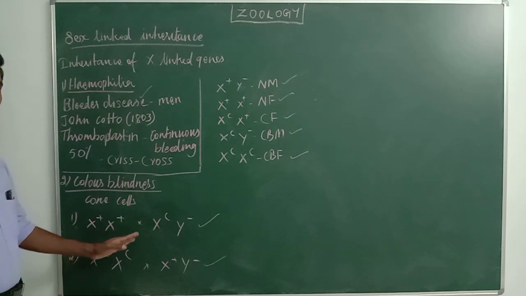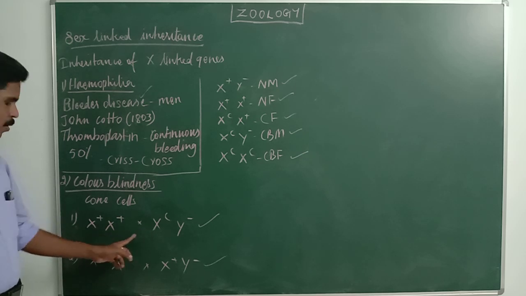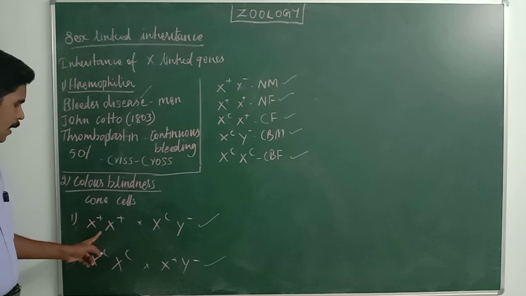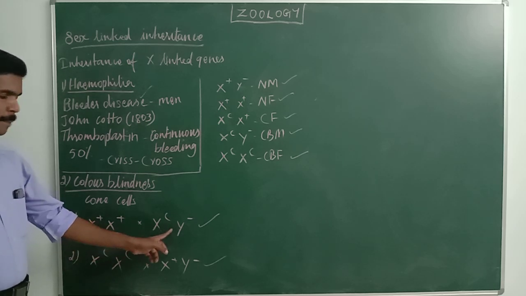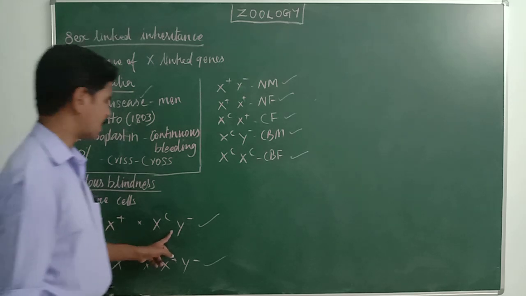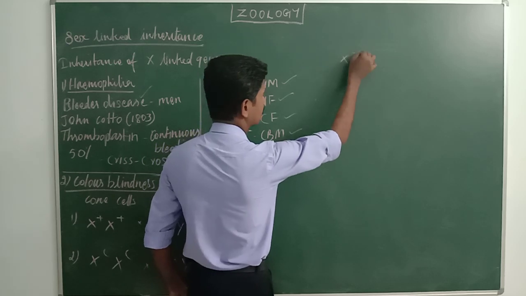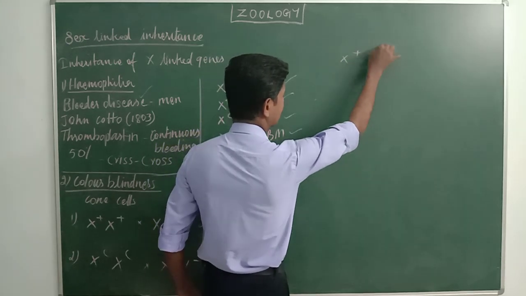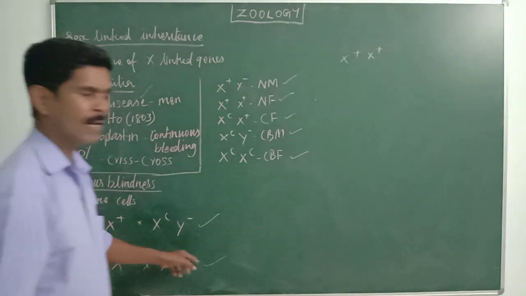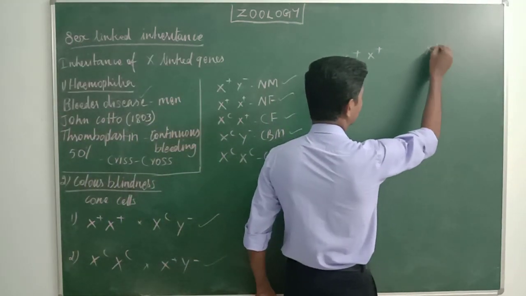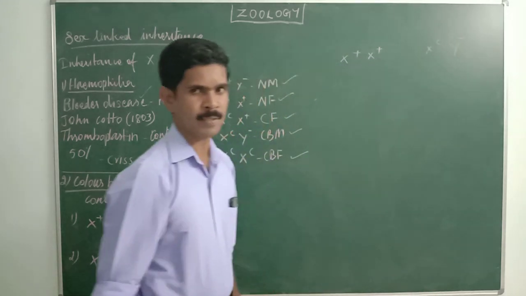So now we are going to study how this disease is transmitted through the first type of marriage, between the normal female and the colorblind male. Listen very carefully. The normal female gamete is X plus, and XC and Y minus is the colorblind male gamete.